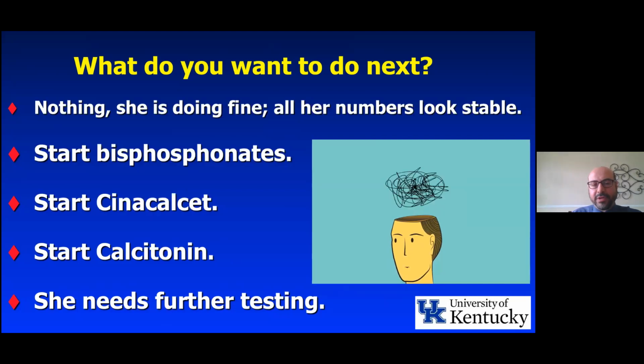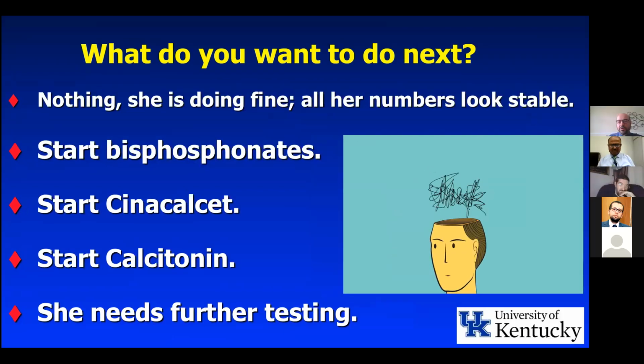Start bisphosphonates, I don't think it's a good answer, because this patient has low turnover bone disease. Bisphosphonates definitely are going to induce more low turnover bone disease, because they increase the apoptosis of the osteoclast, so they decrease bone resorption. And when you decrease bone resorption, you also decrease bone formation, because there is no trigger for bone formation. Start cinacalcet is probably going to do the same thing.